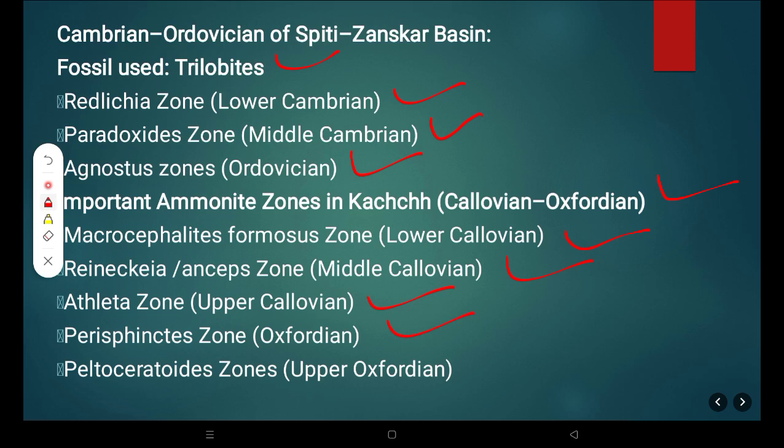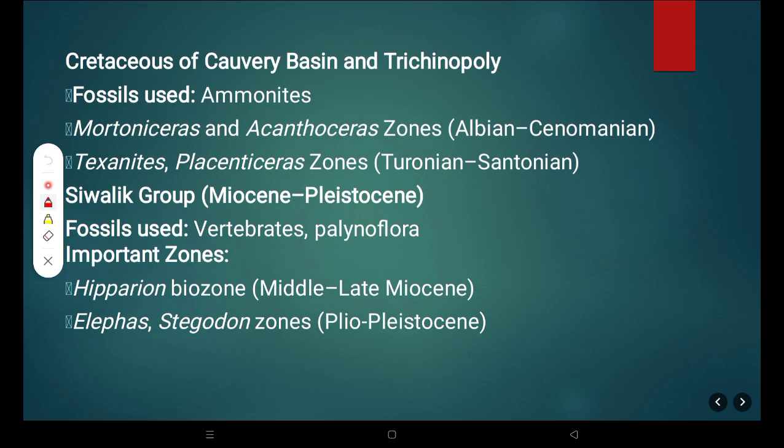For Oxfordian, Perisphinctes zone, and then for upper Oxfordian, Peltoceratoides zone. These are very important to remember for different exams.